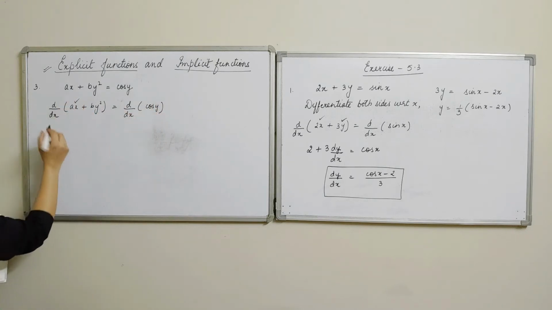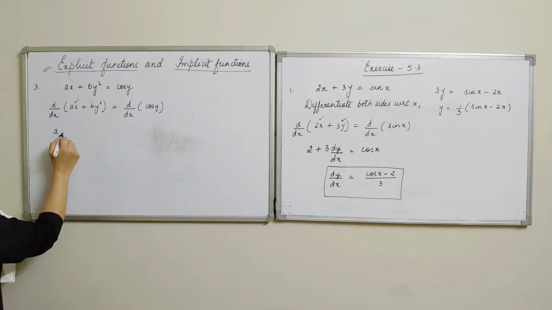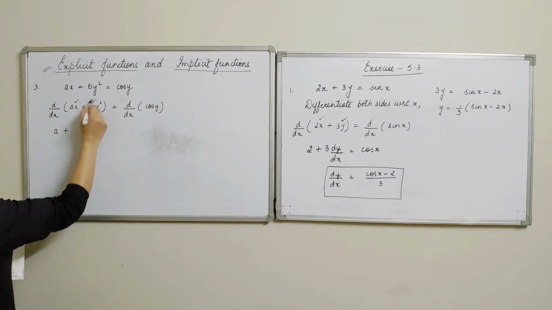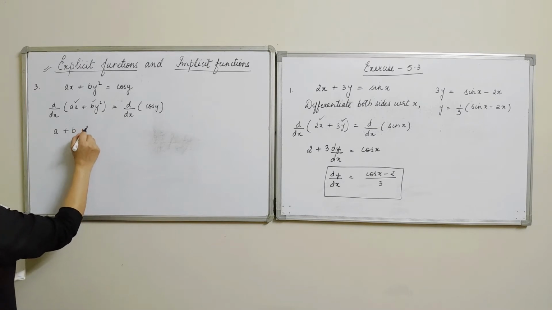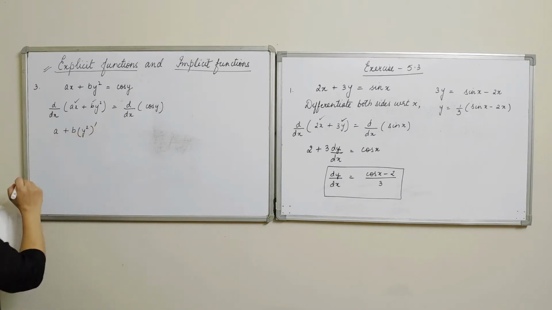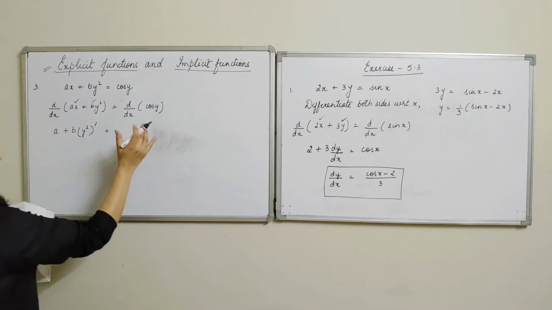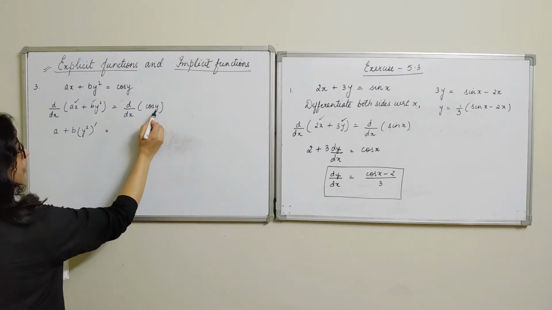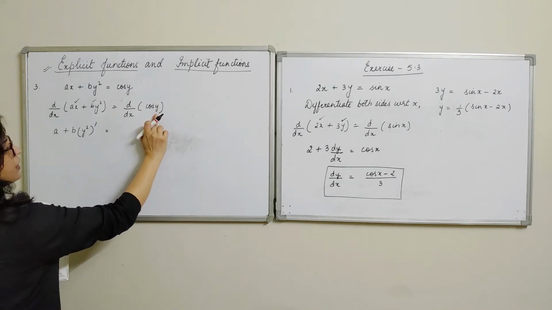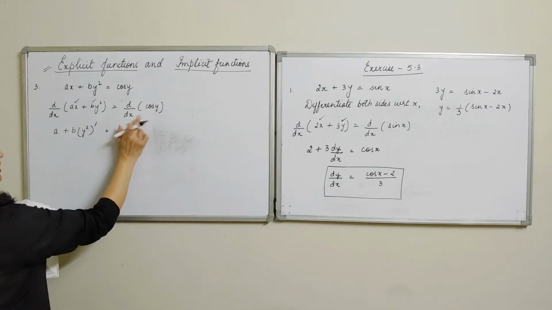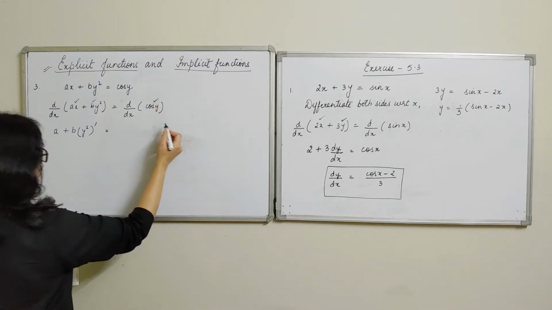Here, in the first term, a is a constant, so a is multiplied by the derivative of x, which is 1. Next, b is a constant multiplied by the derivative of y square, so I'll write it down like this. This is the derivative of y square. On the right hand side, cos y is a standard function, but at the same time the angle is not x, hence it's a composite function. The variable here is y, the variable here is x. If these two variables do not match, we can consider this a composite function.